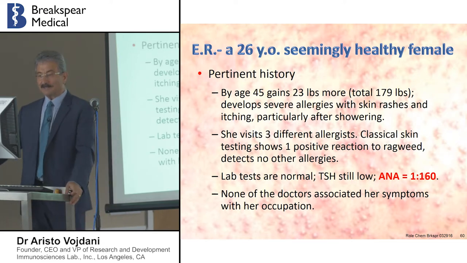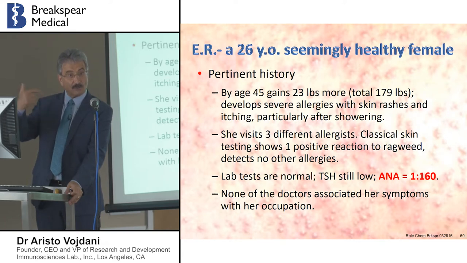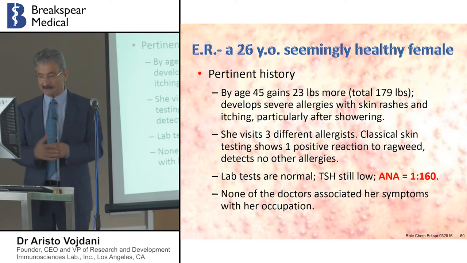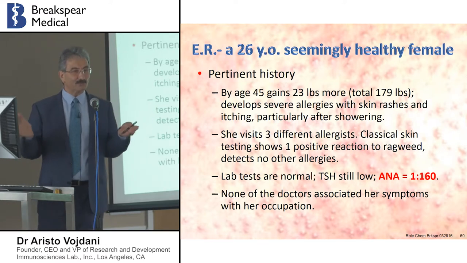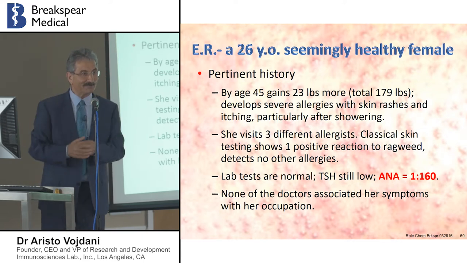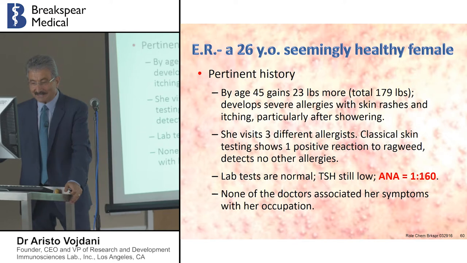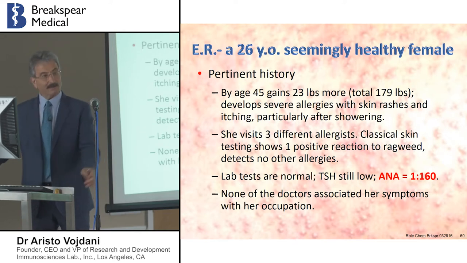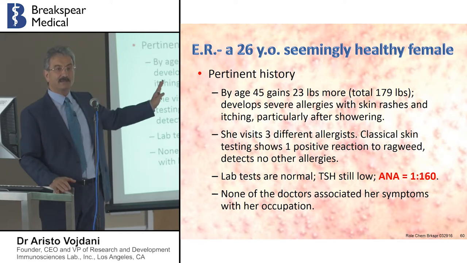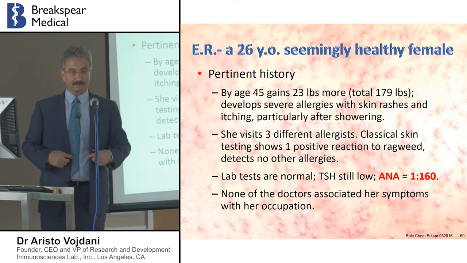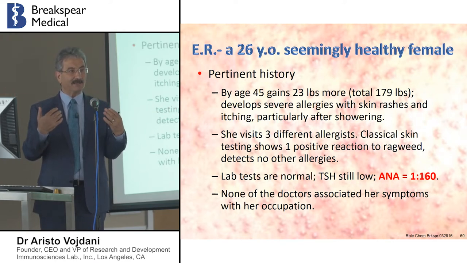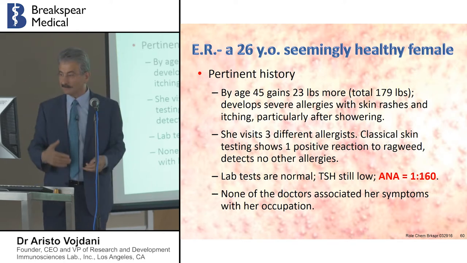She visits 3 different allergists. This time she goes to the specialist. Allergist. Classical skin testing. 1 positive reaction to ragweed, but that's not associated with her symptomatology. Lab tests. This time, TSH is low, anti-nuclear antibodies. Remember the issue of mercury. Why we make antibodies against our own nuclear material? That's the question always we have to ask.